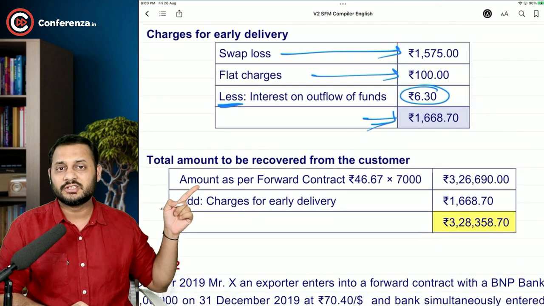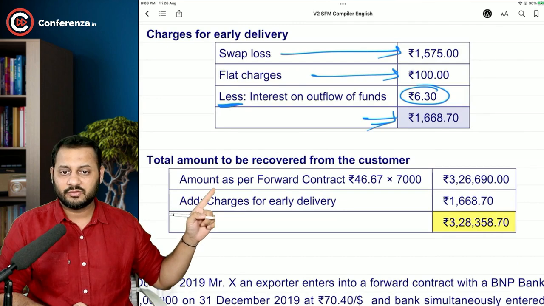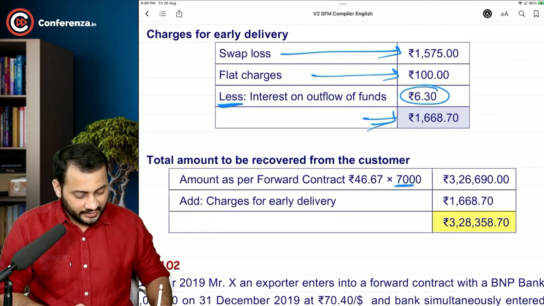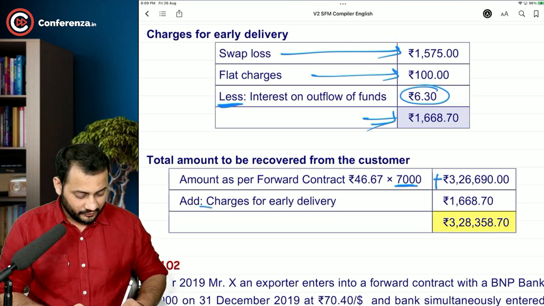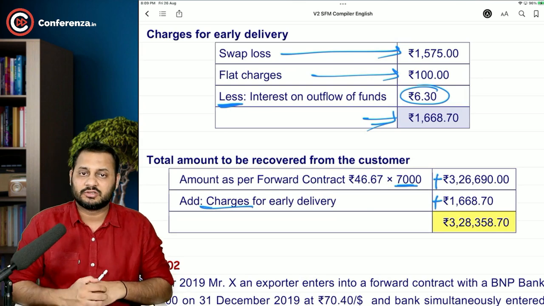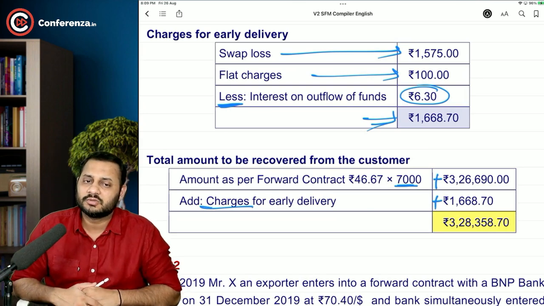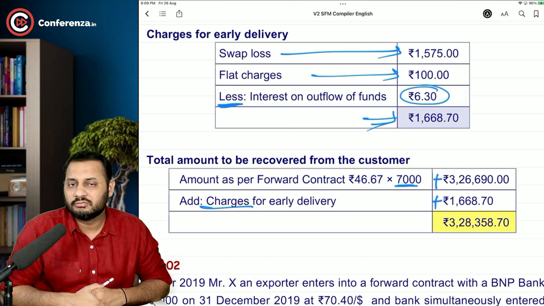So as per the forward contract, he is buying $7,000. That means we will receive this, and we will also receive the charges as a loss recovery from the customer. So both of them will be recovered. That's it. Easy.